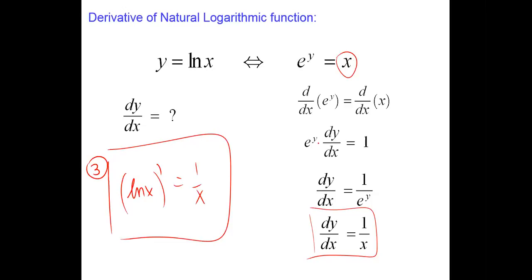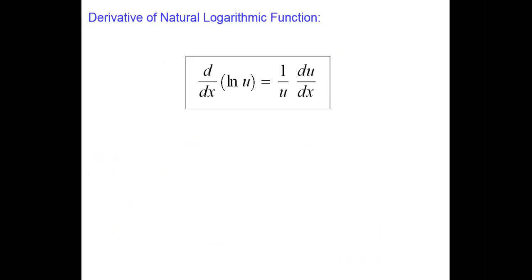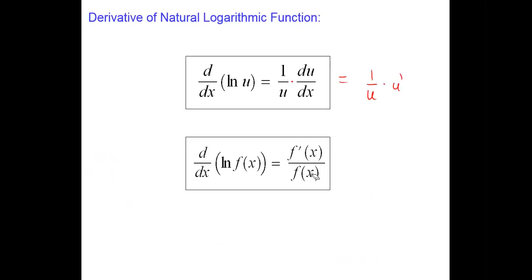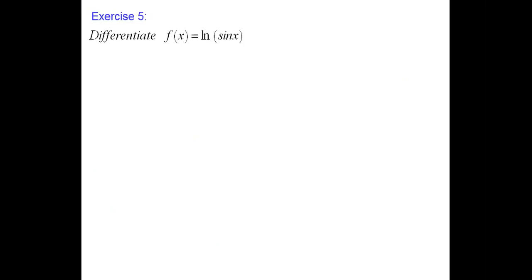Okay, what next? This is the same thing, but I added the chain rule. The derivative of ln of u is just 1 over u times the derivative of u, which you can write as 1 over u times u prime. That's the same thing: 1 over f times f prime. That means that's the third formula. And now let's practice a little bit, and then the last formula.